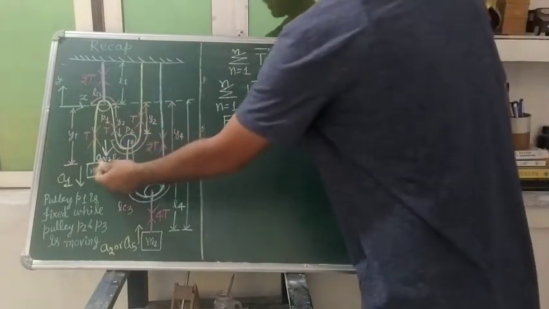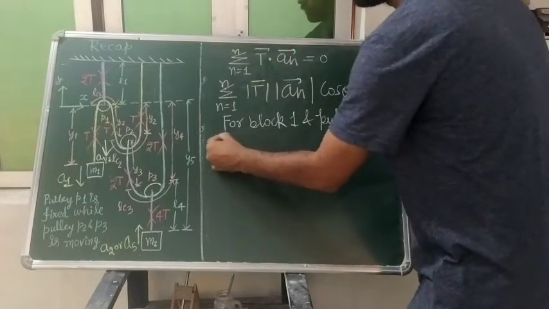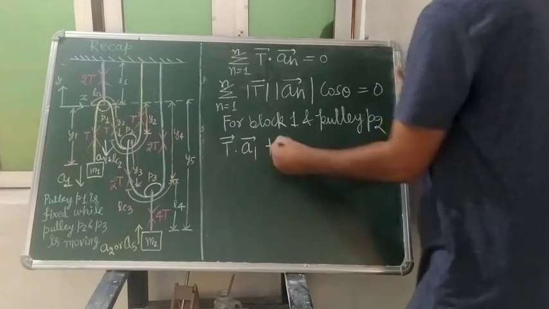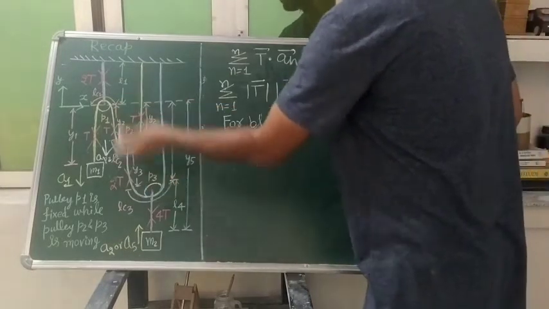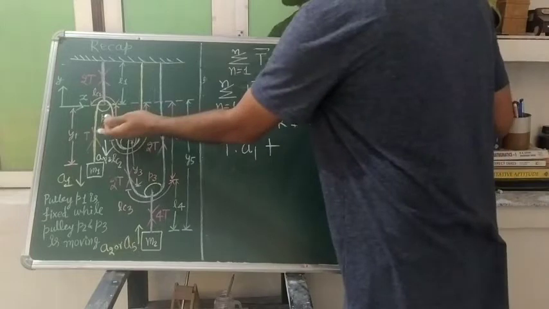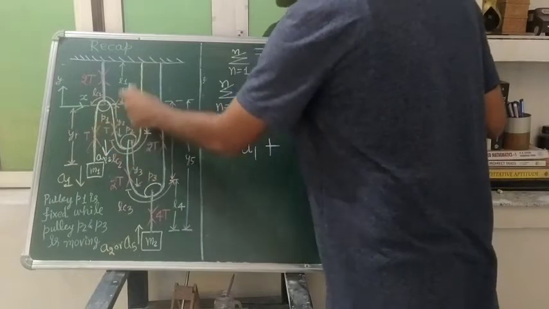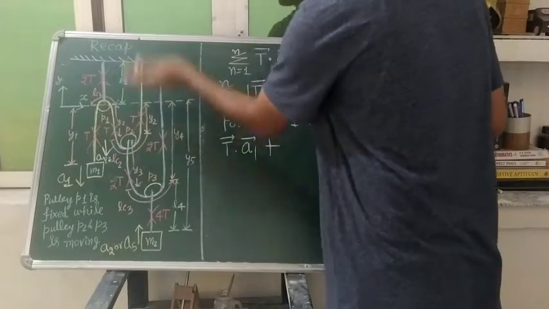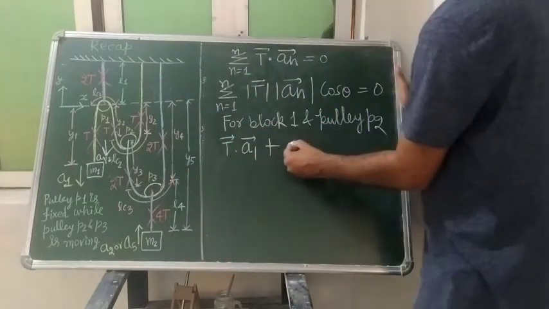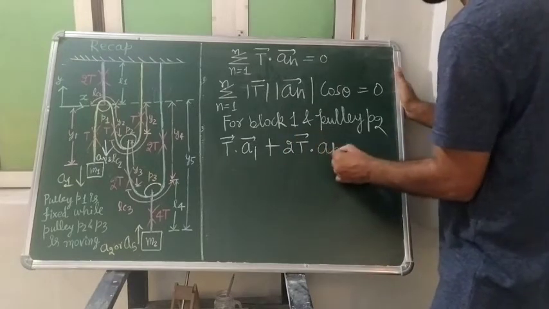So for this block M1, the acceleration is downside and T is acting upside. So the dot product of T and acceleration is A1, plus for this pulley, the acceleration A2 we have assumed downside. What is the tension acting here? This T and this T, isn't it? For this pulley, the tension acting here is 2T, acting upside, and the acceleration is downside. So twice the T vector, and this acceleration we are representing as the a P2 vector.